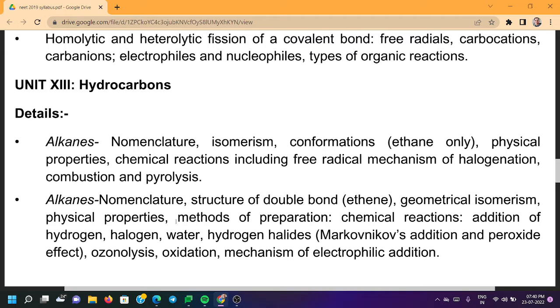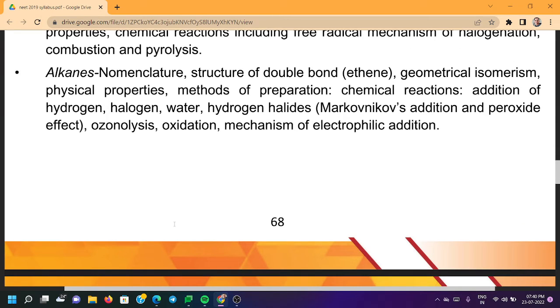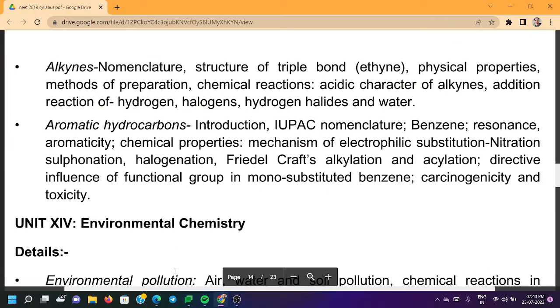Alkenes, nomenclature, structure of double bond, ethene, geometrical isomerism, physical properties, methods of preparation, chemical reactions: addition of hydrogen, halogen, water, hydrogen halides, Markovnikov's addition and peroxide effect. Ozonolysis, oxidation, mechanism of electrophilic addition.